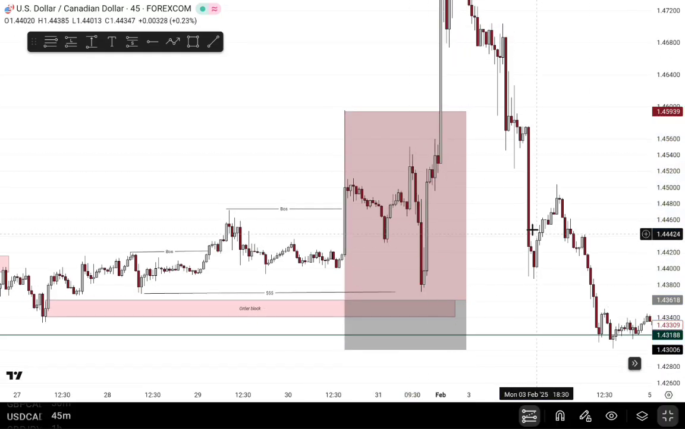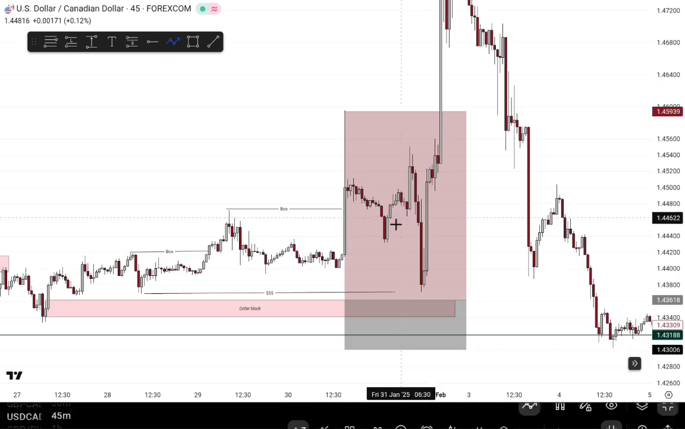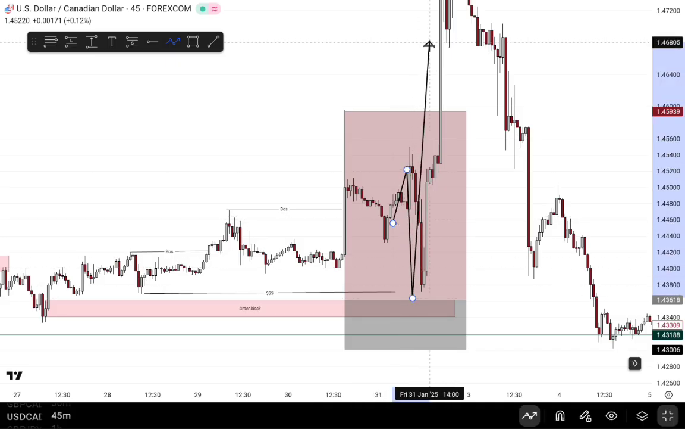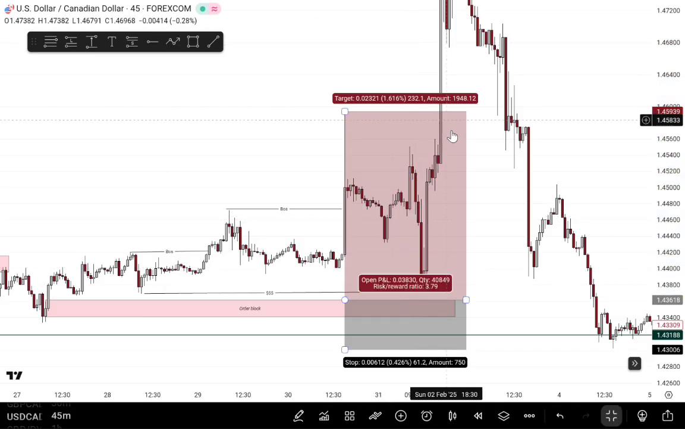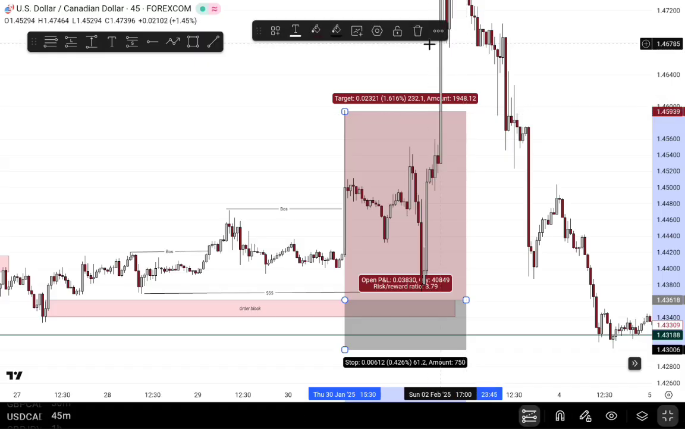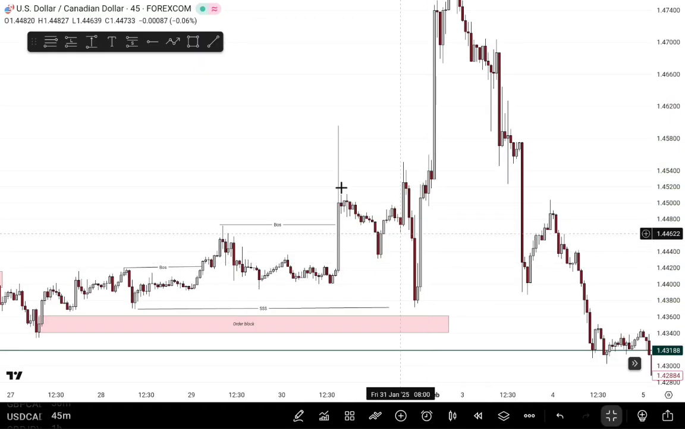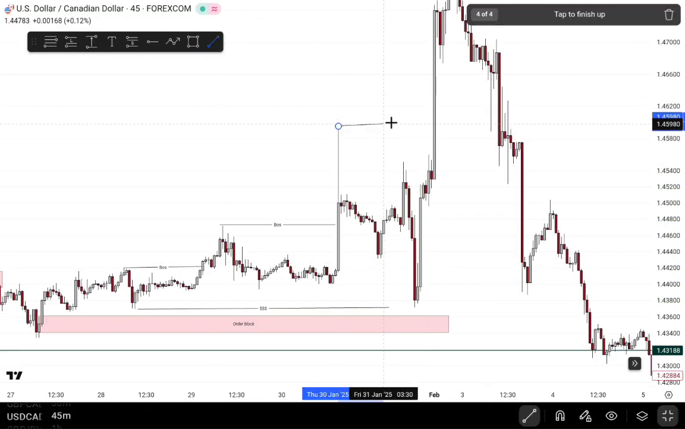Before you know it, price taps for me, boom, to the upside. All right, so after my price has moved to the upside, giving us this break to the upside right here.